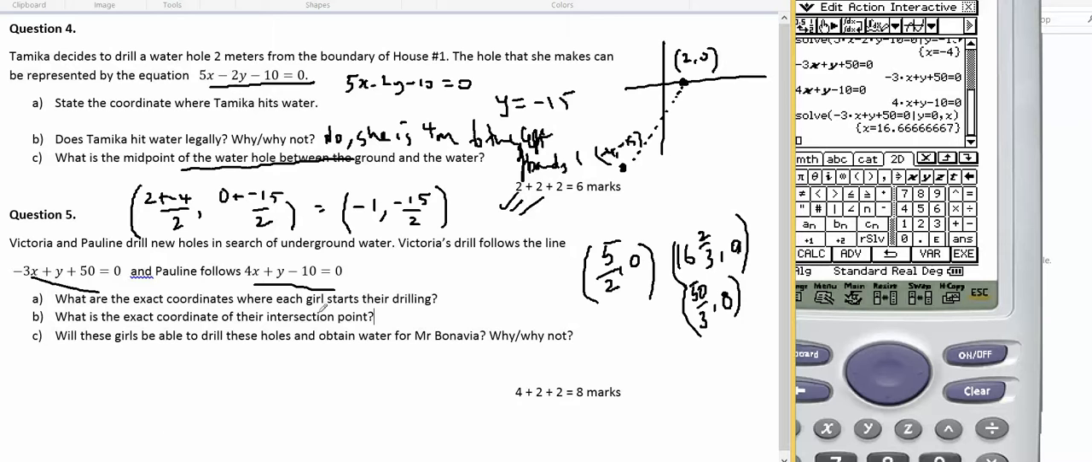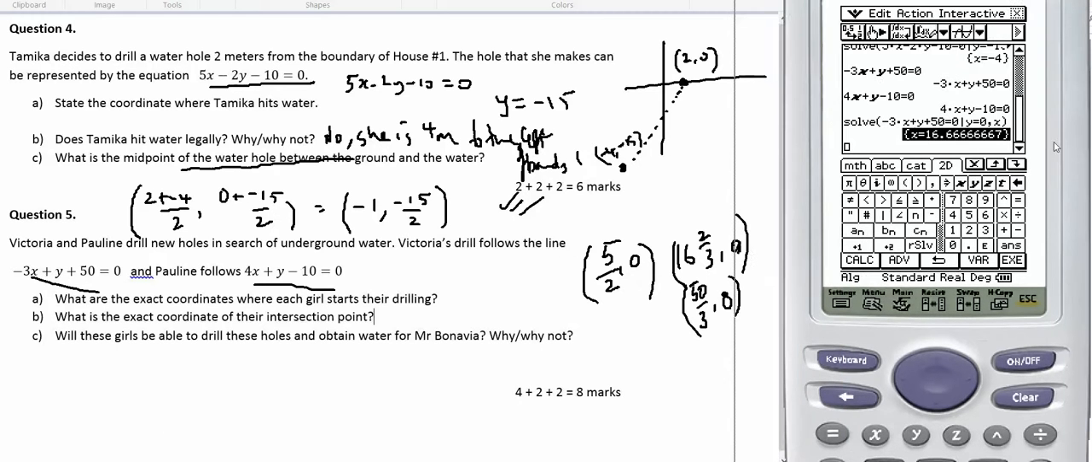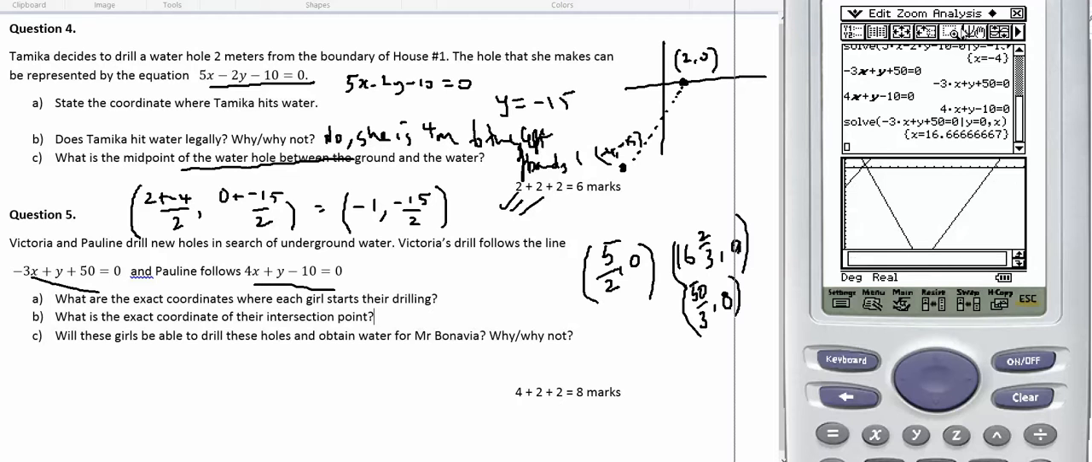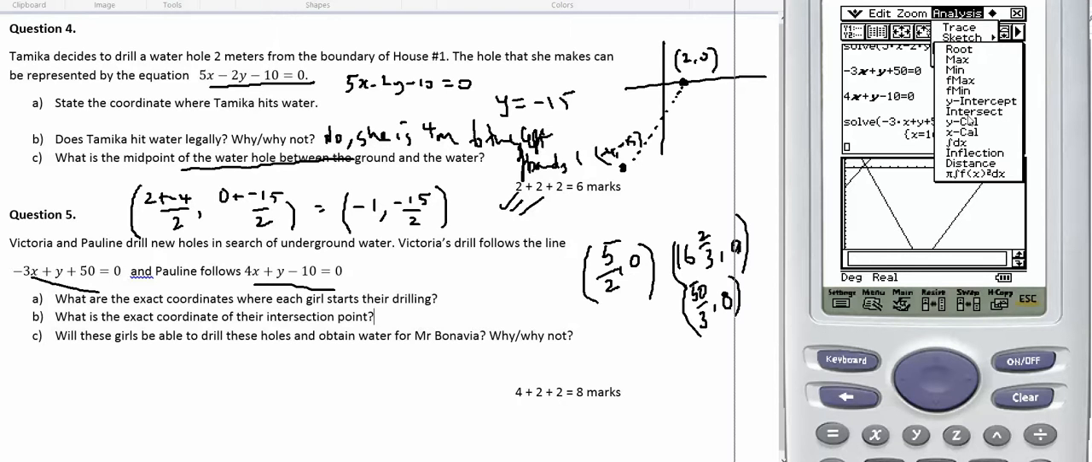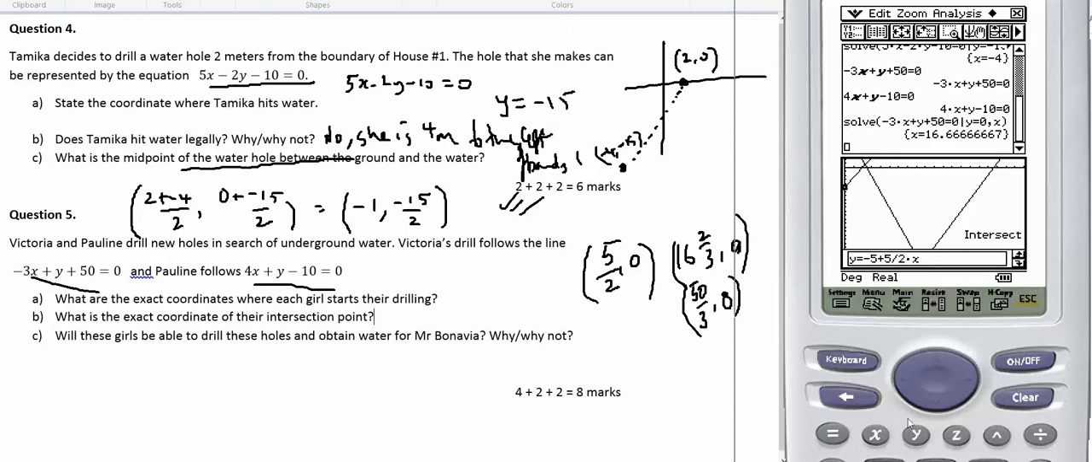Okay, what's the exact coordinate of their intersection point? So we go back to my calculator, and I open up my window, and I go analysis, G-solve, intersect. I'm not wanting this line, so I use my up. That selects that one. I press execute, and then I want to press this one, and I go execute. It will tell me the location, but it's in decimal form, not exact.